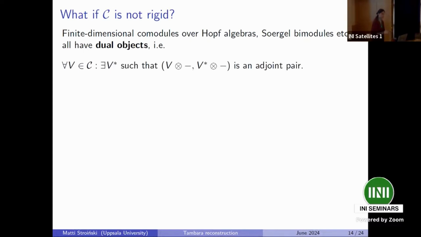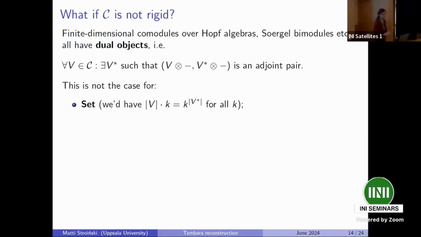More formally speaking, for all objects V in C, there is an object V dual, so that tensoring with V and tensoring with V dual is an adjoint pair of functors. This is being a right dual, so V dual is the right dual here. Again, we say that the category is rigid if you have both right and left duals.